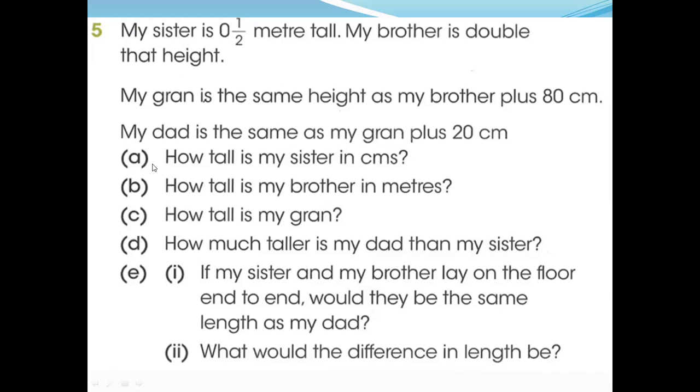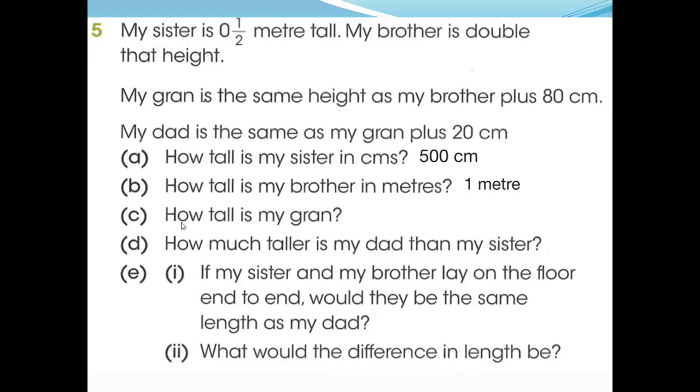So the question is: how tall is my sister in centimeter? 1 by 2 meter is equal to 50 centimeter. Okay, so we write here 50 centimeter. How tall is my brother in meters? In meter means only 1 meter, because the sister is half of meter, which means 500. So if we make double of 500, it's coming 1000. So 1000 equal to 1 meter.